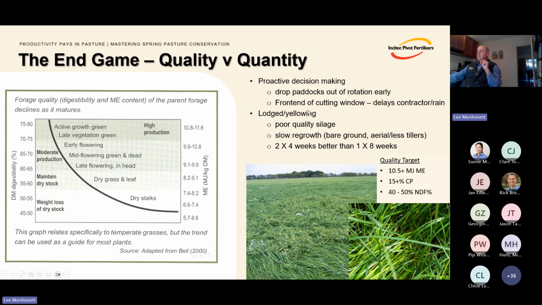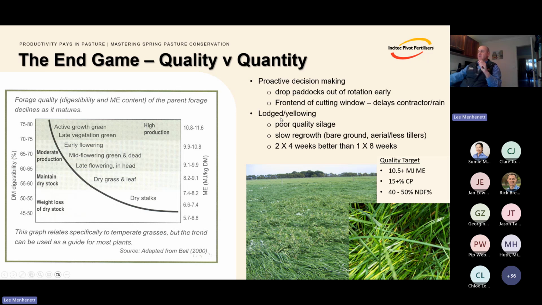So I guess if we're starting to see that the paddocks are getting out of control from a grazing perspective, let's drop them out early, keep in front of the quality. Because if you wait a little bit longer, then all of a sudden you get a rain, or the contractor is delayed for a week or two, then your good quality all of a sudden turns into very poor quality. So be on the front foot is what I'd be saying.